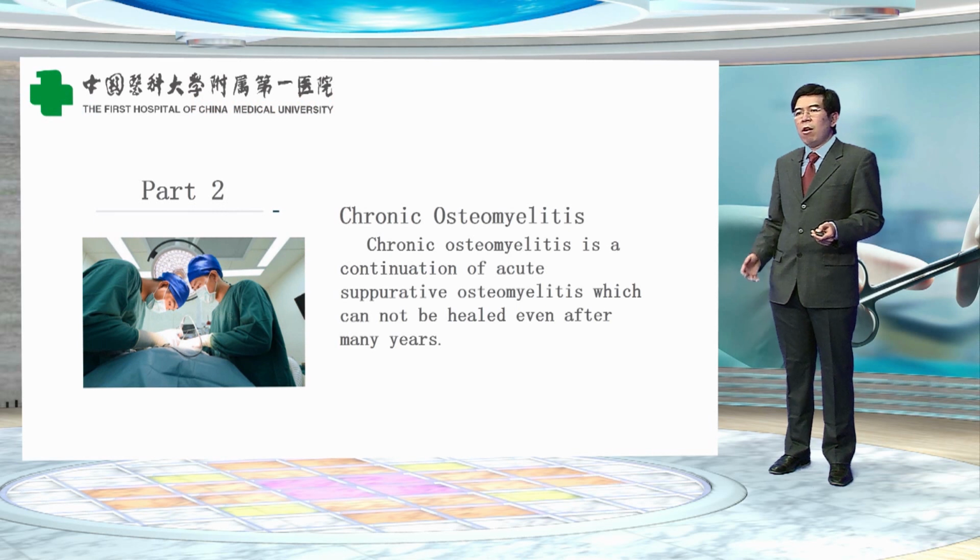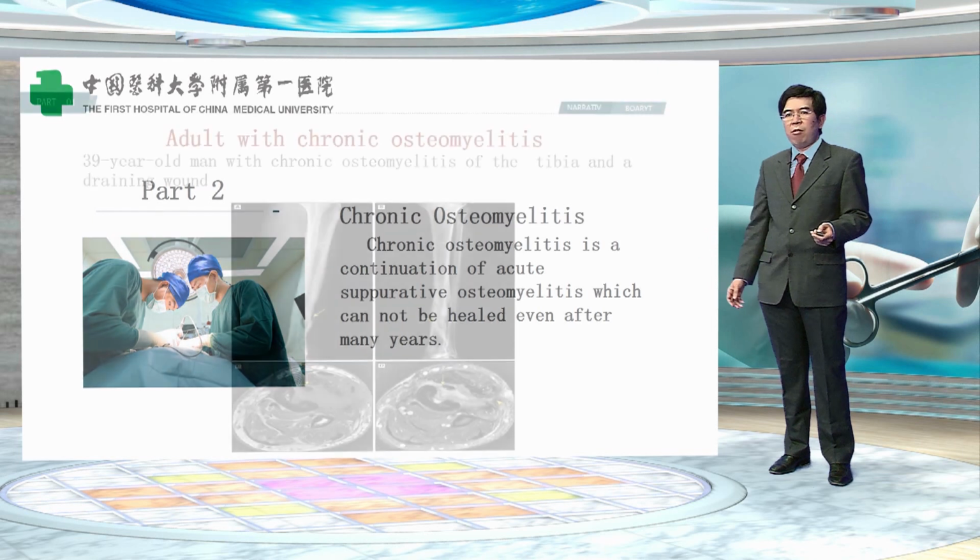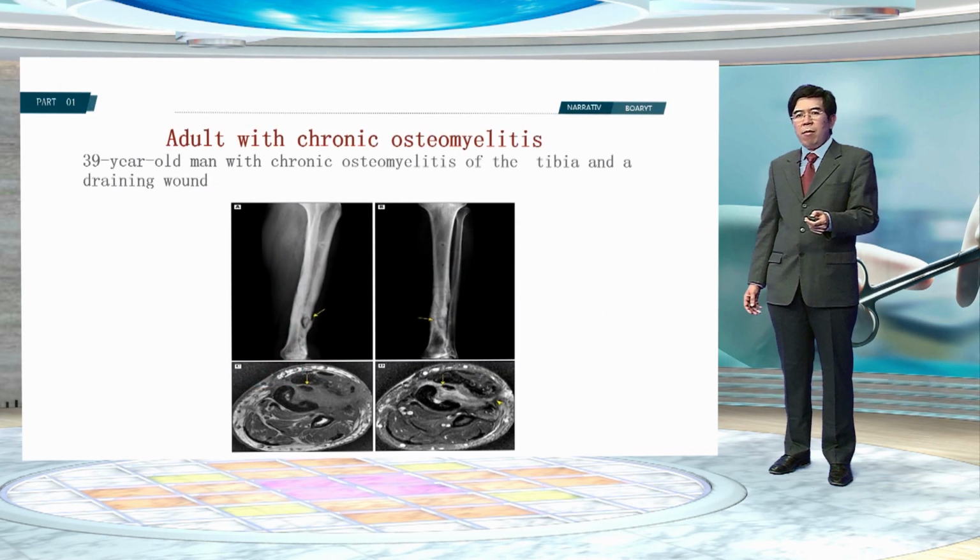Part 2, the chronic osteomyelitis. Chronic osteomyelitis is a continuation of acute suppurative osteomyelitis, which cannot be healed even after many years. Look at this picture. This is a 39-year-old man with chronic osteomyelitis of the tibia and adjoining wound.